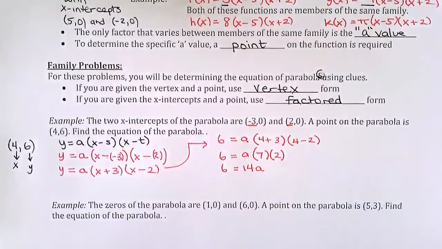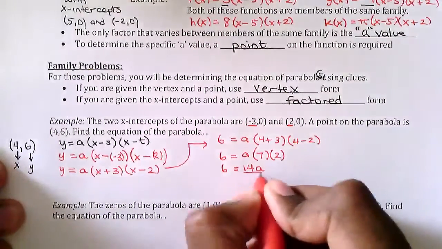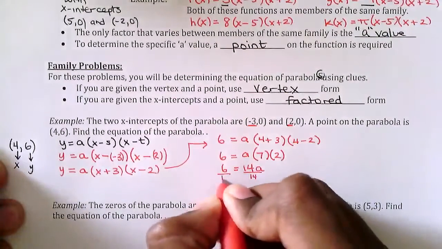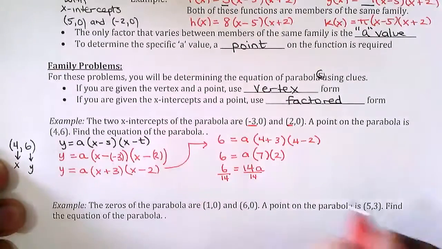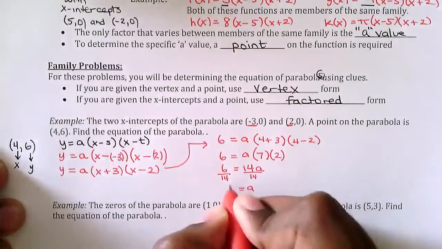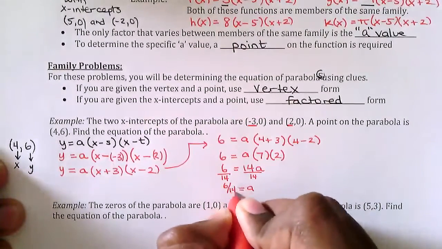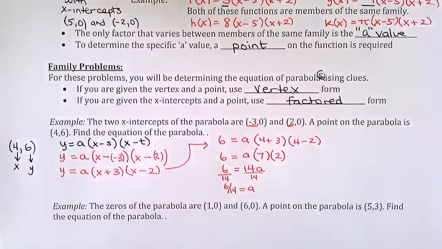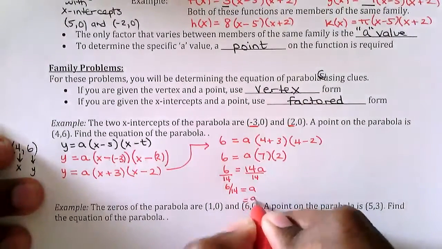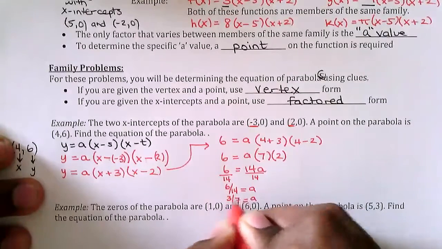Now the whole point of this was to isolate for that a. So to isolate for the a, I need to divide both sides by 14. So a is equal to 6 over 14. But I wouldn't stop there. We can simplify this fraction by dividing both the numerator and the denominator by 2. So a is equal to 3 over 7.